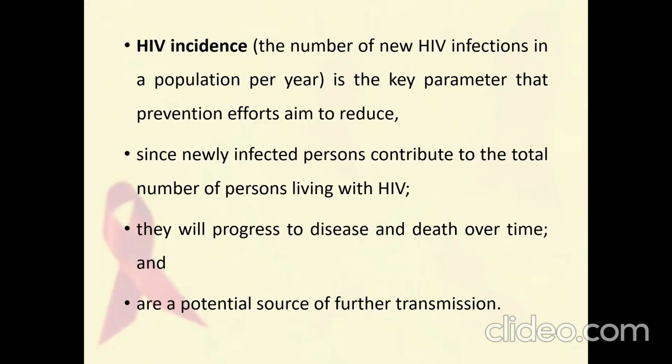Now HIV incidence, that is the number of new infections in a population per year. What is the meaning of incidence? Incidence is the number of new patients in a population per year. So HIV incidence is the key parameter that prevention efforts aim to reduce. Since newly infected persons contribute to the total number of persons living with HIV, they will progress to disease and death over time and are potential sources of further transmission.